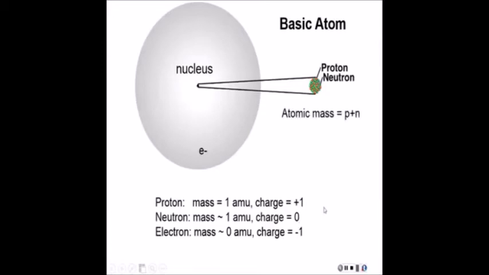Now inside an atom, two things you have to know. Atomic mass is going to be the sum of the protons and the neutrons, and atomic number is going to be the number of protons and it's the number of electrons. It's going to be both.